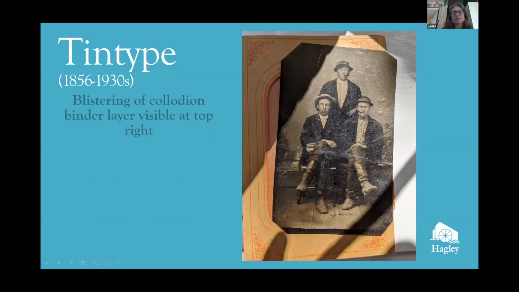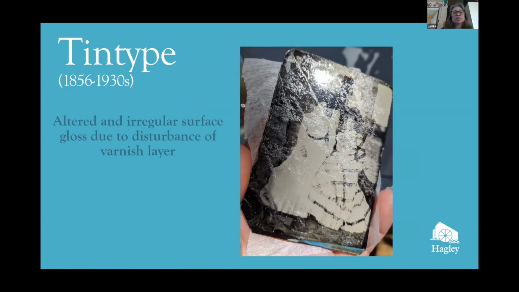And this is an image of some blistering on a tintype, and you can see it in the top right area up here. Most tintypes are varnished. This example has an altered surface texture because the varnish had become softened at the time when something was touching the image surface.